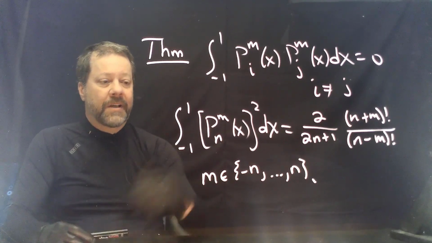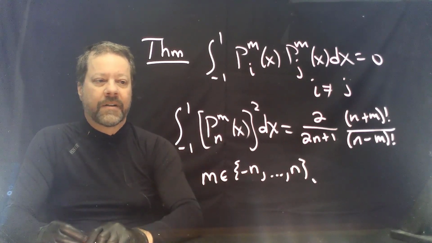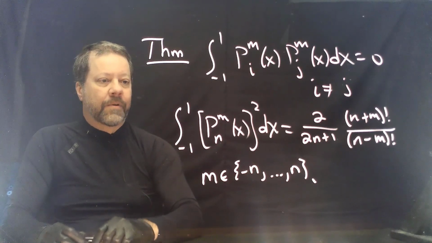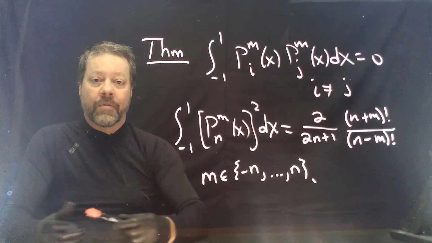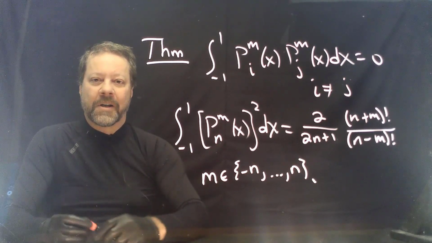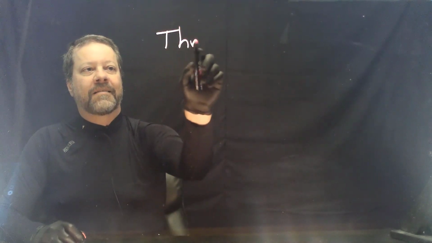In other words, these associated Legendre functions are going to be suitable for forming an orthonormal basis for a Fourier series. It is natural then to consider the approximation or the representation of piecewise smooth functions on the domain -1 to 1 with these associated Legendre functions.